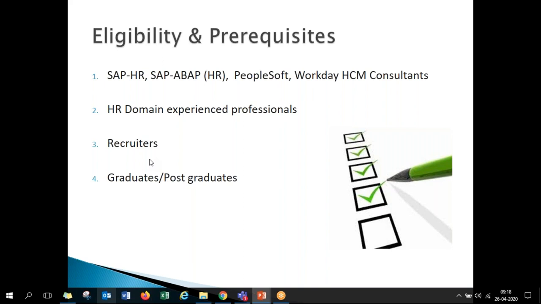It's all about an educated person who can understand the HR processes, and that person is definitely eligible for SuccessFactors training. Among the 500 plus participants that I've been training, I have participants from various backgrounds: SAP HCM background, core HR background, recruiters, even ladies with some career gap in between, everyone. There are people who have done this training and are settled in various parts of the globe.